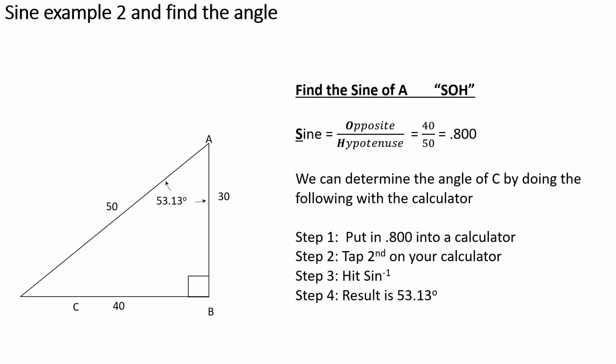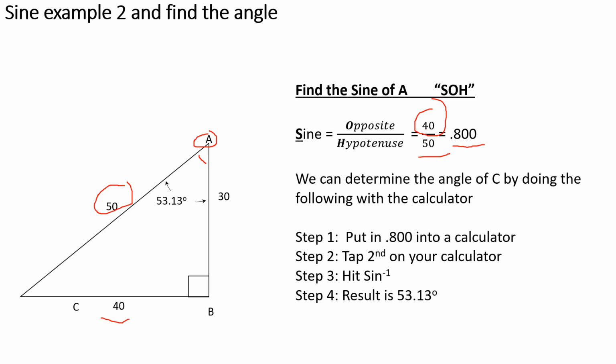Let's try another one here. Sine of A. Remember, sine is opposite. So when I look at this, here's my A. What's the opposite of this angle A? It's 40. And then hypotenuse. Sine equals opposite over hypotenuse. So 40 over 50 is 0.8.